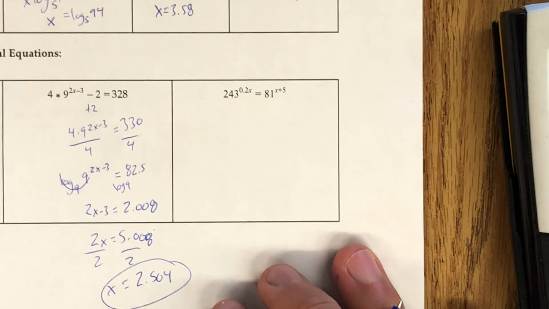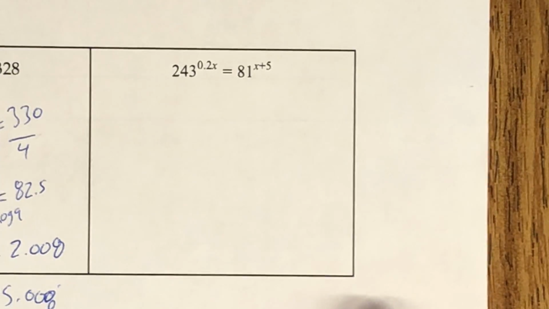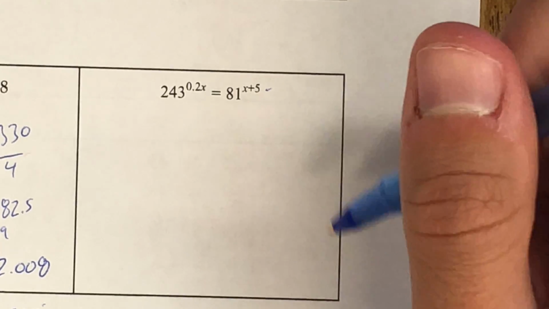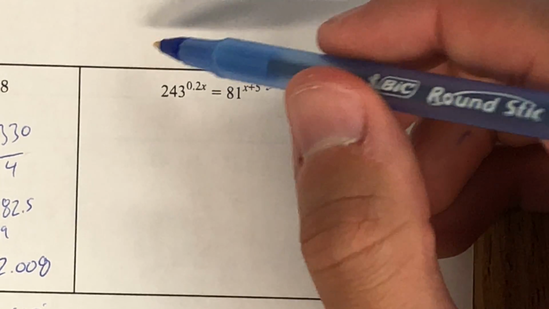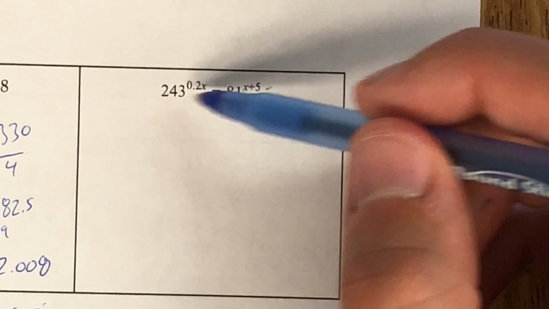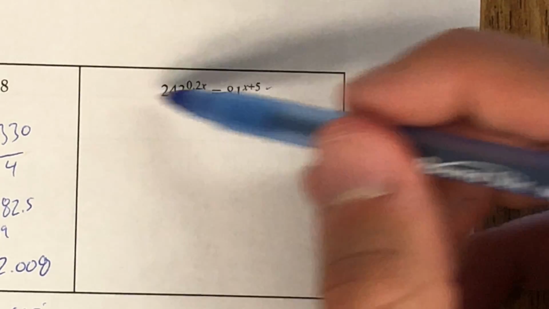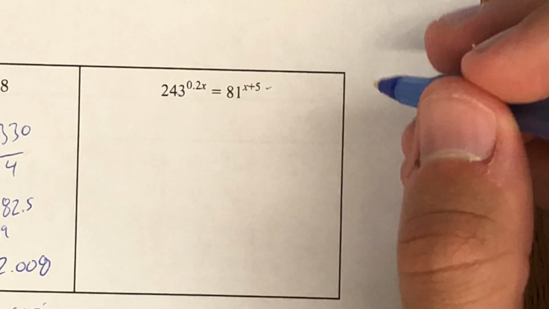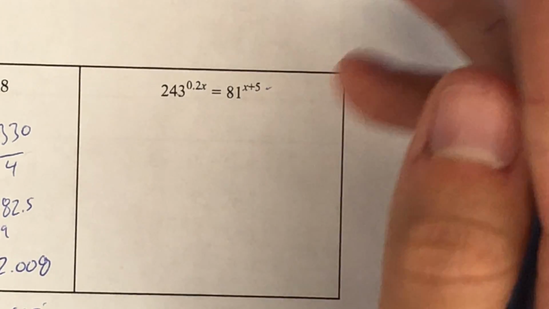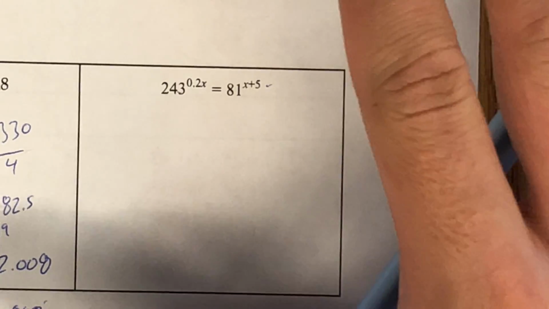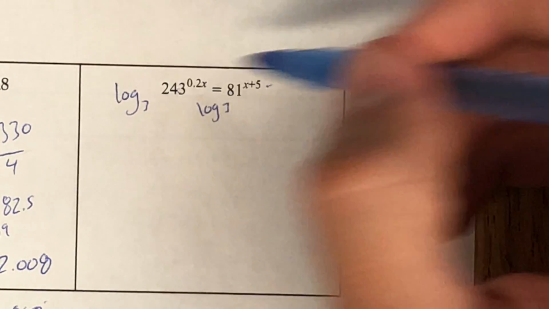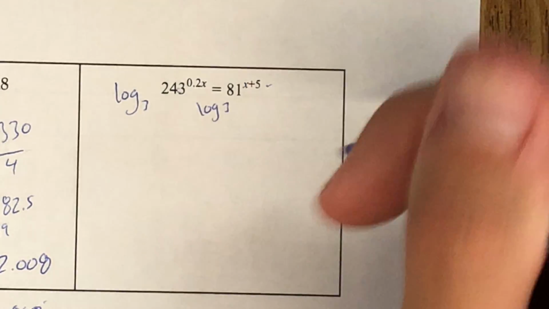All right, last type of problem, this one's challenging. You'll notice we have variables in both exponents. When this is the case, it'd be challenging to just take the log base 243 of both sides, or the log base 81 of both sides, because it doesn't match up exactly. But what I'm noticing is these are both powers of 3. 3 to the 4th is 81, and 3 to the 5th is 243. So I'm going to take the log base 3 of both sides. You could technically do the log base 243 or 81 of both sides, just make sure you do it to both.